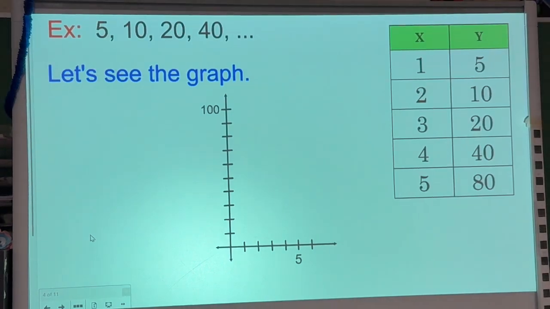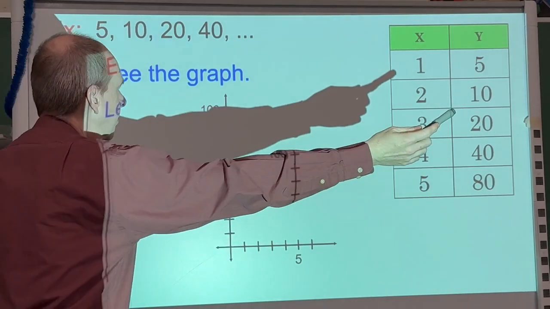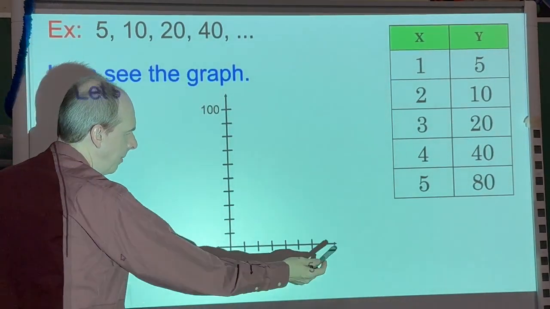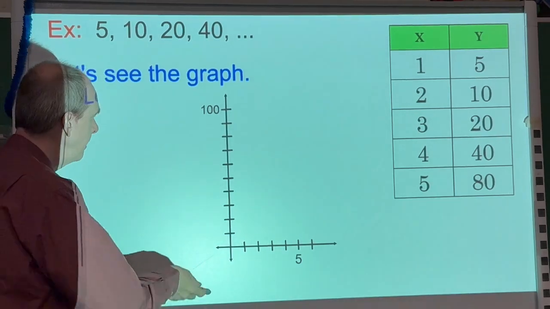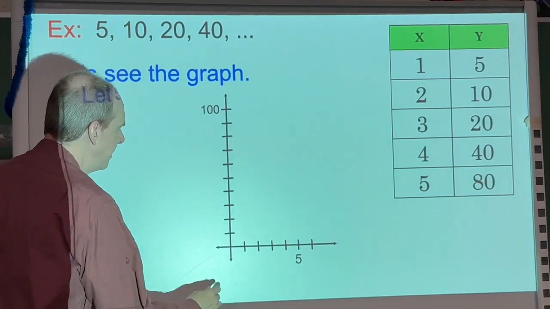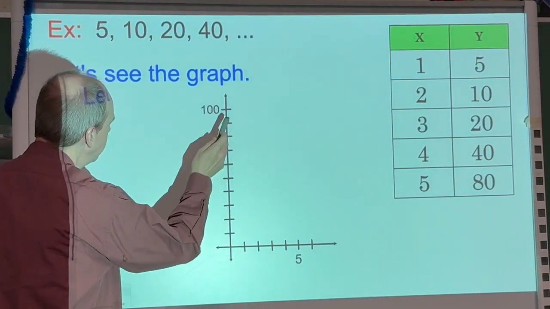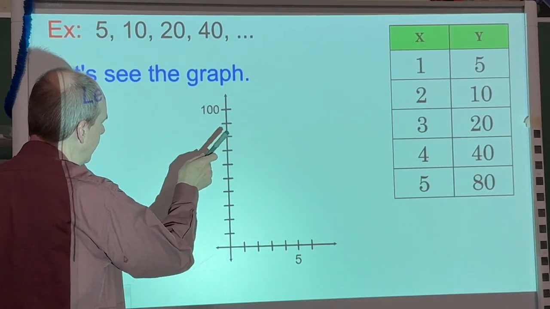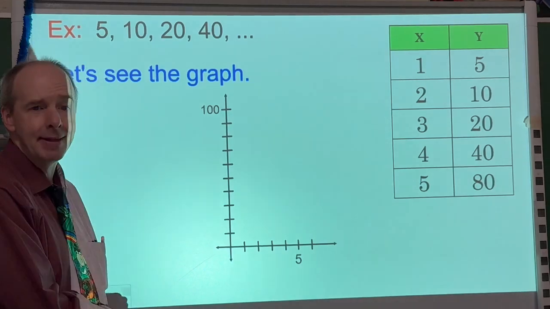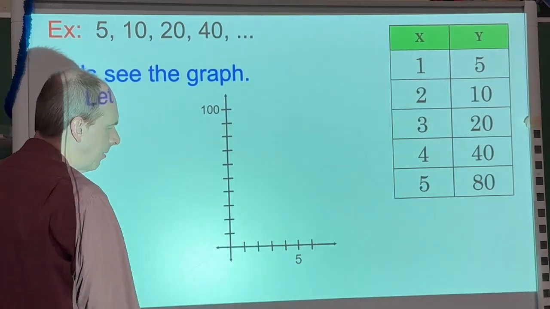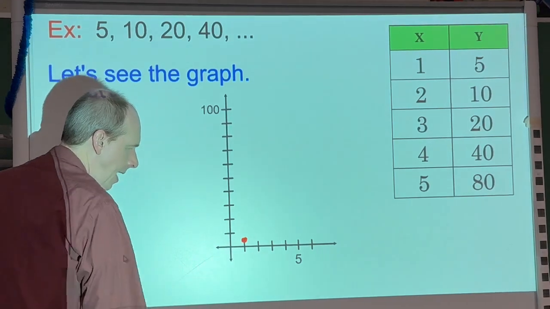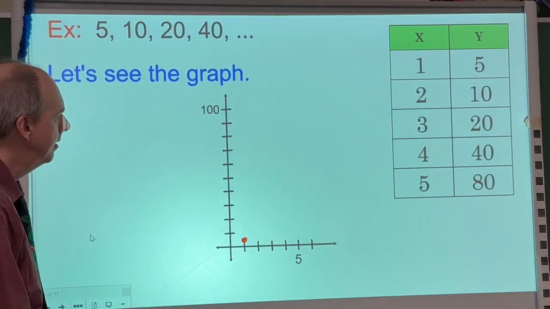So what would the graph of this look like? My first term was 5. So this will be my x's, or my term numbers. These will be my answers, my y's. So I see that I'm going up to 100 here, and I've got 1, 2, 3, 4, 5, 6, 7, 8, 9, 10. So each of these must be 10 units. Here, looks like we're counting by ones. So over 1, up 5 would be halfway between 0 and 10.